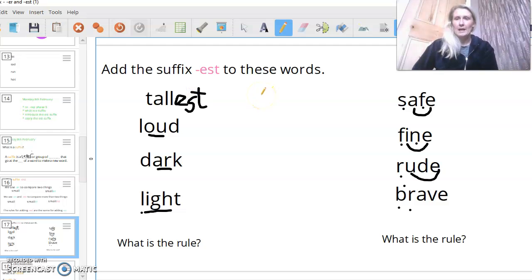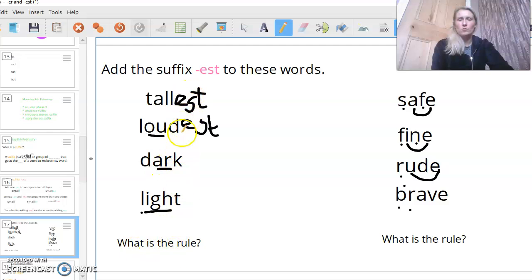Let's have a look at the word loud. Loud. Now we have got the ow making the sound. Can we see these all end in consonants, don't they? So the rule is if they end in a consonant, we can just add EST. What about, so you carry on doing the ones for this side.